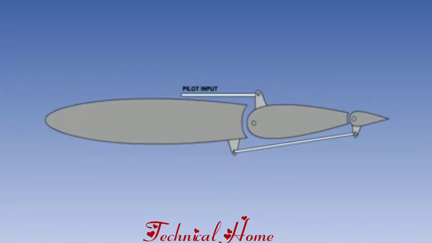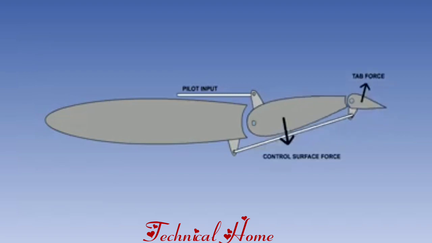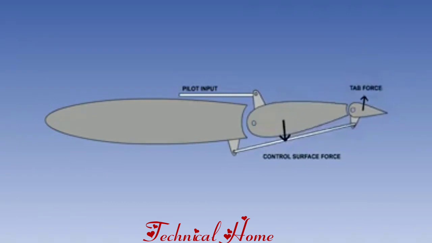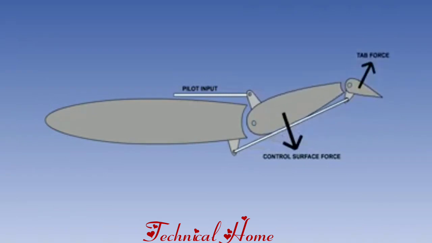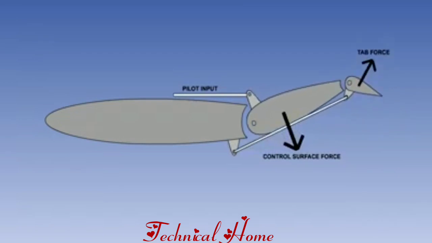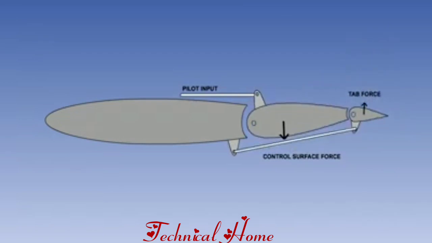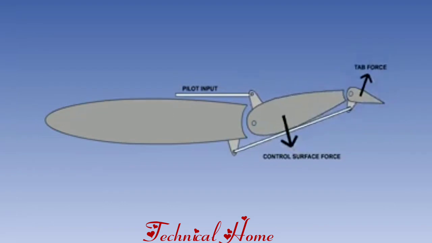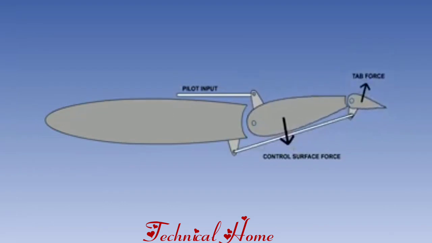We will first consider the balance tab. The pilot has no direct control over tab movement. The pilot's inputs to the flying control are transmitted by a linkage to move the balance tab in the opposite direction to the flying control surface. The pilot moves the control surface, which moves the tab.